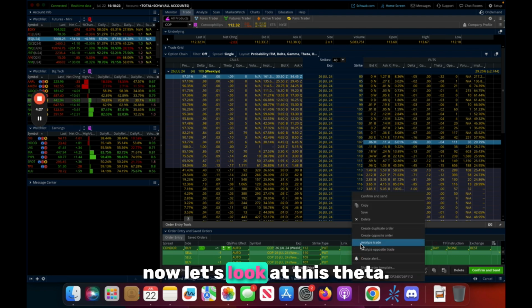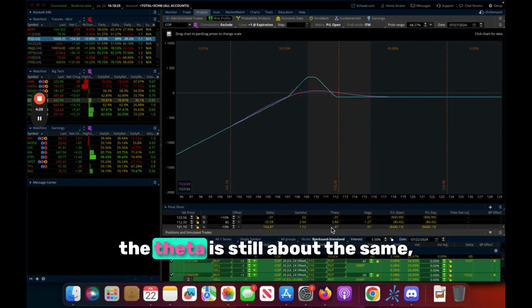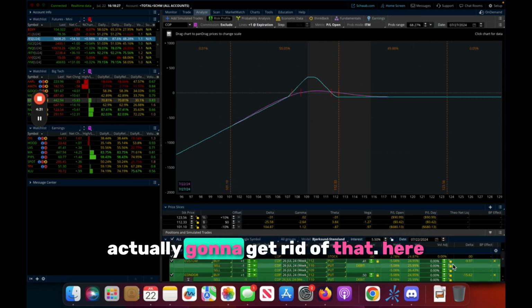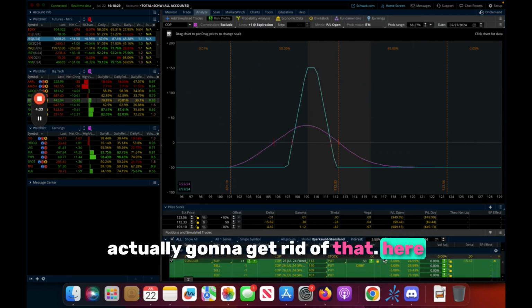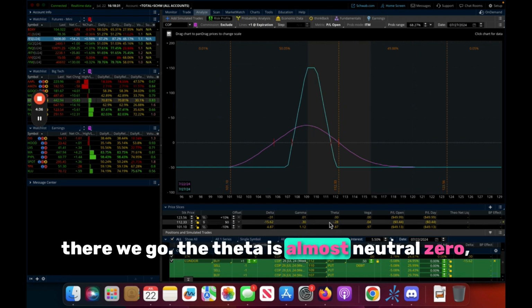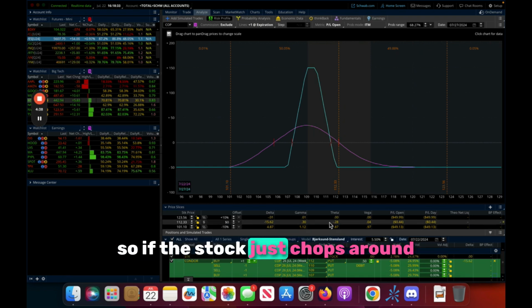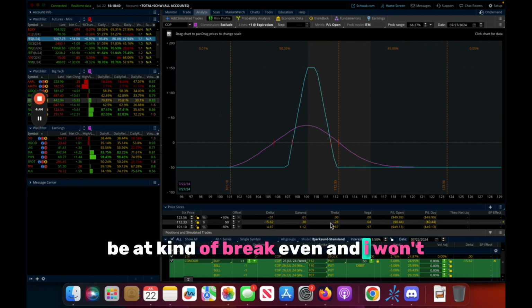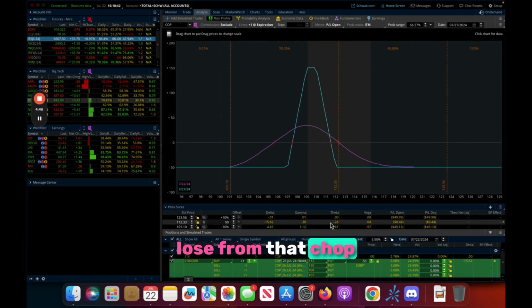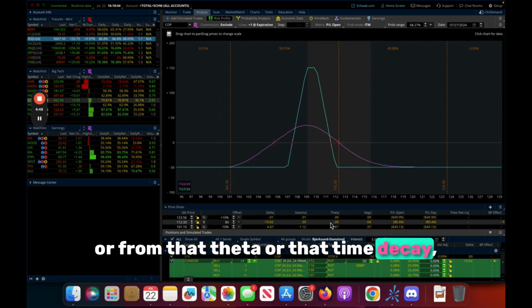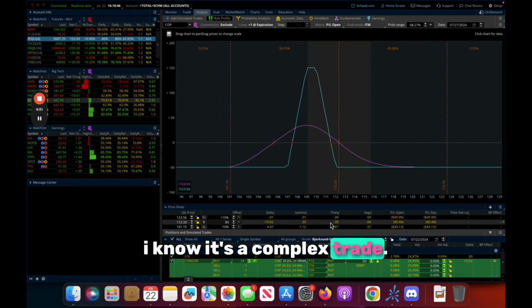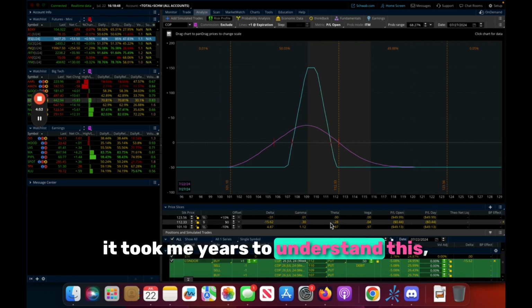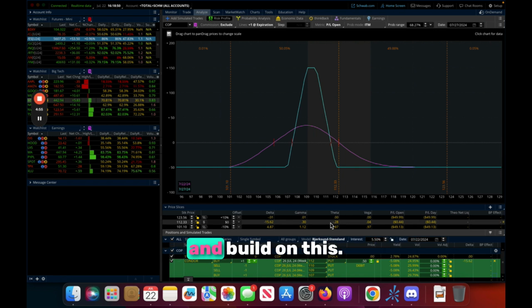Now let's look at this theta. The theta is still about the same. Actually going to get rid of that here. There we go. The theta is almost neutral, 0. So if the stock just chops around and doesn't drop as I expect, I will still be at kind of break even, and I won't lose from that chop or from that theta or that time decay. I know it's a complex trade. It took me years to understand this, but you just need to build on this and build on this.